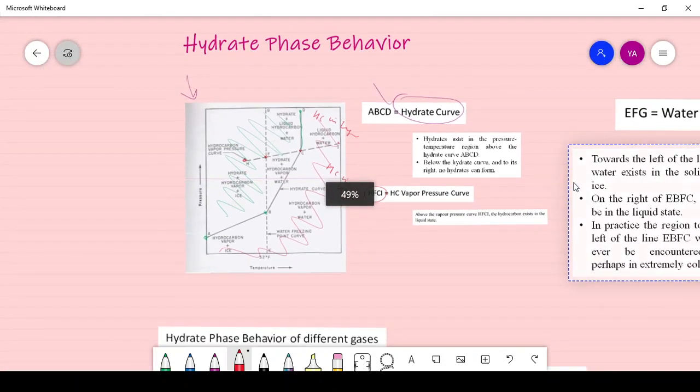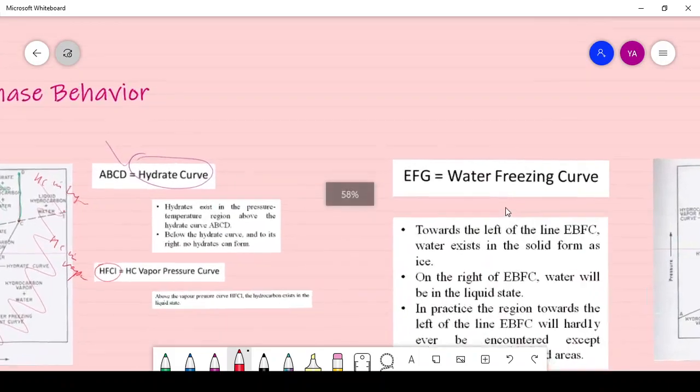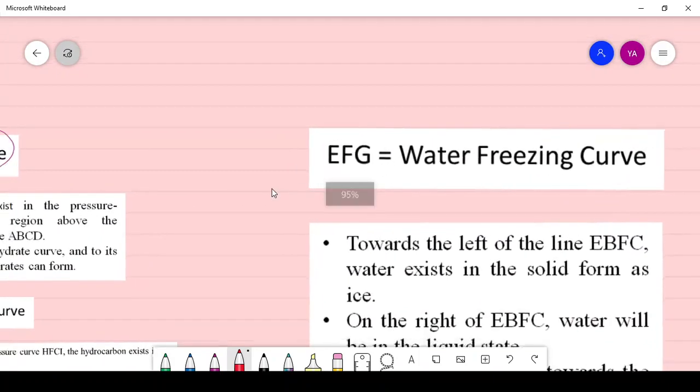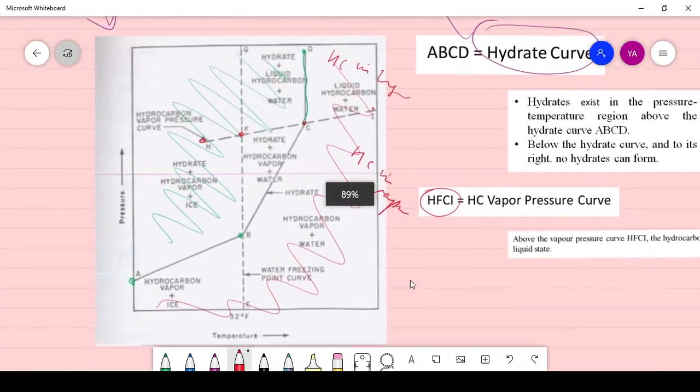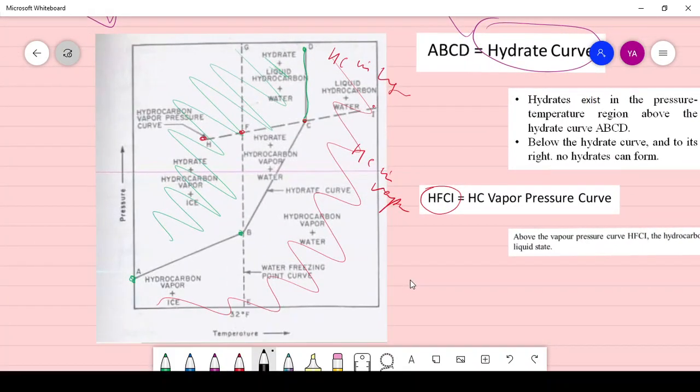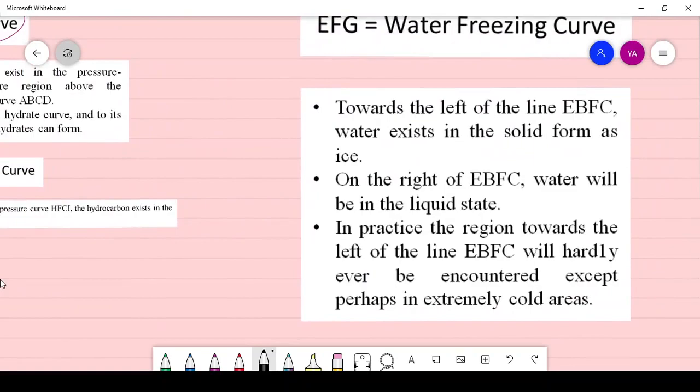Now there is the third one, known as the EFG, the water freezing curve. Now look here, the water freezing curve, EBFG. This straight line is the water freezing curve. On the right side, ice will be there. On the left side, water in the liquid phase will be there. So towards the left of the line EFBC, water exists in the solid form. On the right side, water will be in the liquid state.